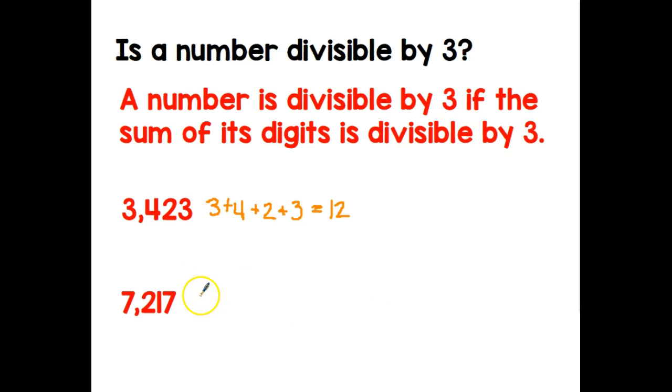Let's look at the second one, 7,217. Well, let's find the sum of its digits. 7 plus 2 plus 1 plus 7. 7 plus 2 is 9, 9 plus 1 is 10, 10 plus 7 is 17. Can I divide 17 by 3? No. So that means I cannot divide 7,217 by 3. That's a pretty cool thing.